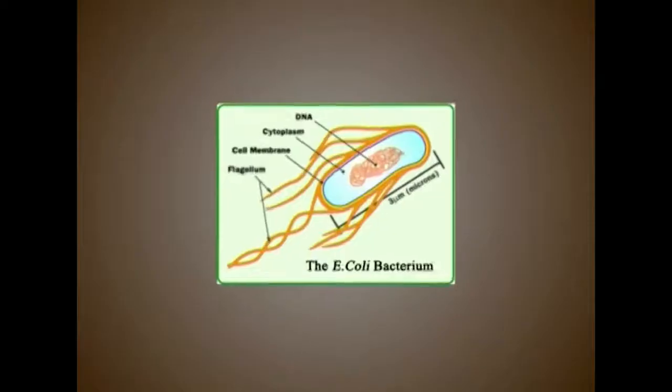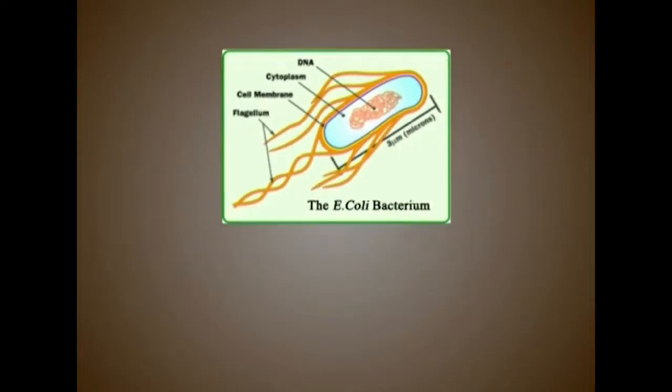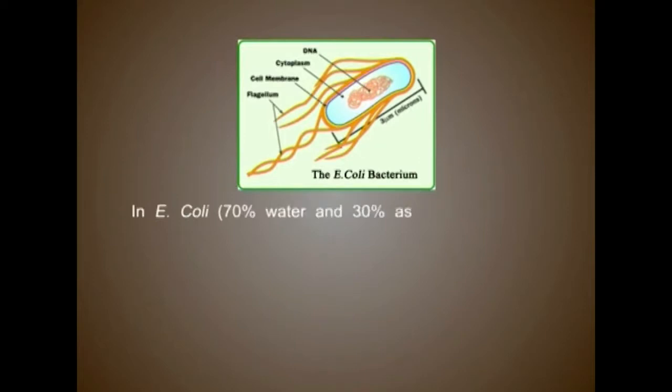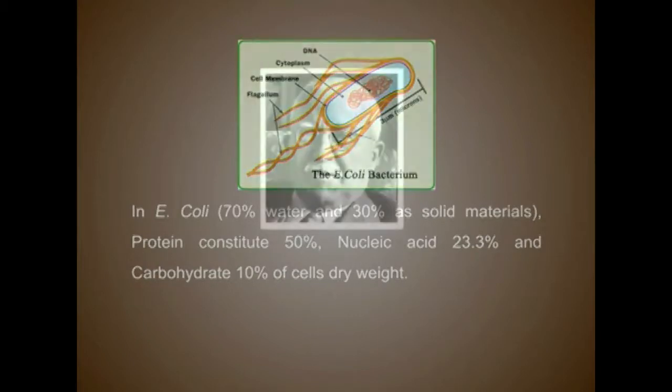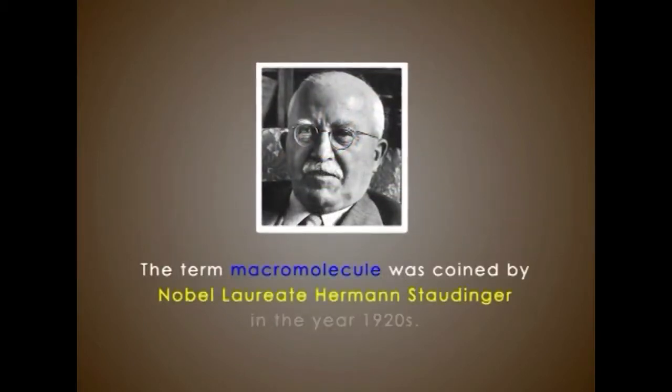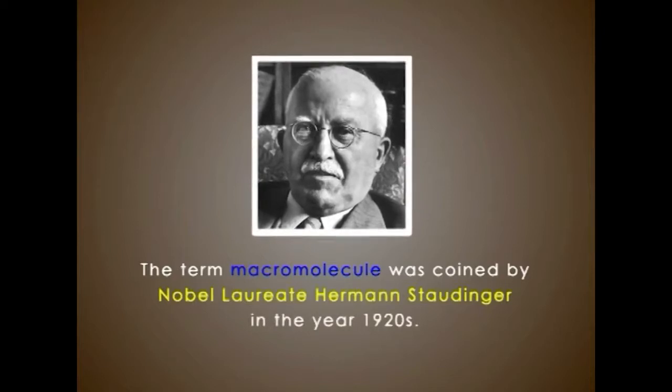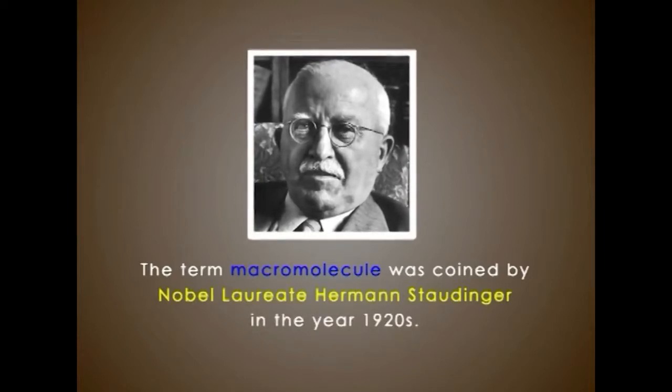Biomacromolecules are major constituents of the cell. For example, in E. coli, 70% is water and 30% is solid material. Out of that, protein constitutes 50%, nucleic acid constitutes 23.3%, and carbohydrate constitutes 10% of the cell's dry weight. The term macromolecule was coined by the Nobel laureate Hermann Staudinger in the 1920s.